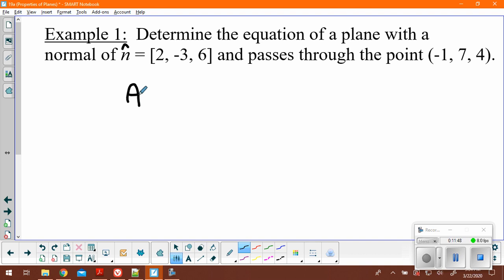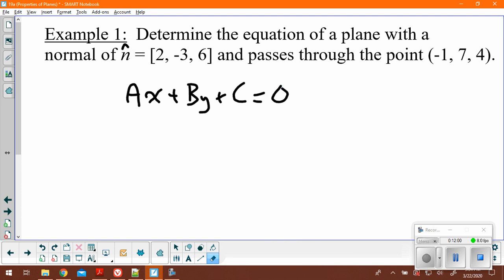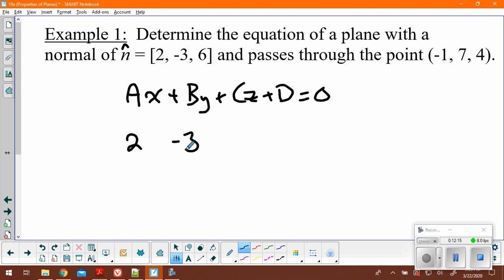So this form looks like ax plus by plus cz plus d equals 0. I'll start filling in what I know. Oops, pardon me, that's not quite right, is it? That was for a line. Okay, I start filling in my normal. So my a is 2, my b is -3, and my c is 6. So 2x minus 3y plus 6z plus d equals 0.